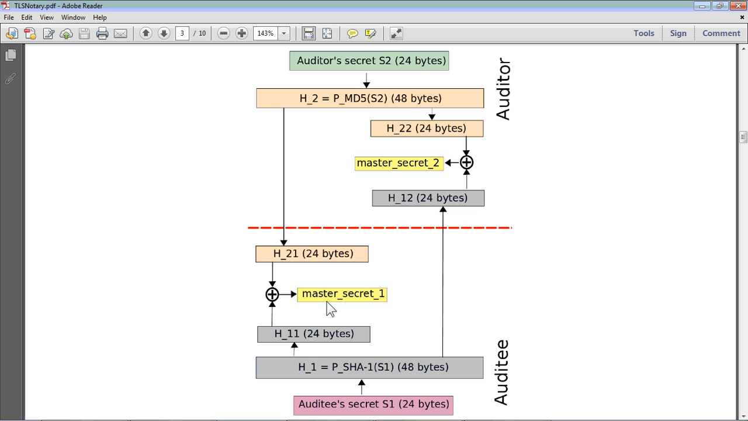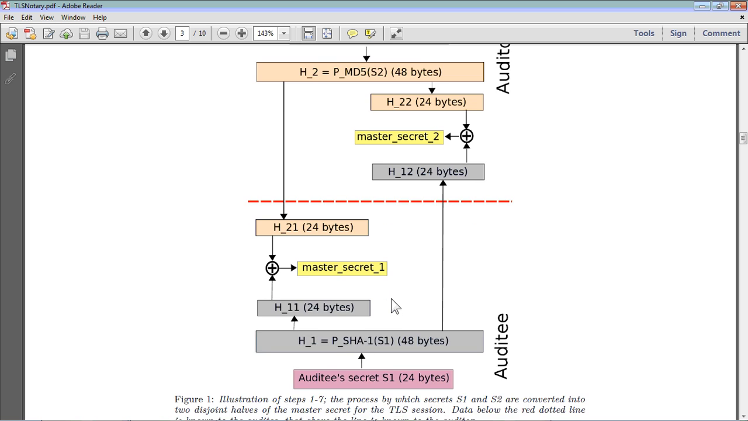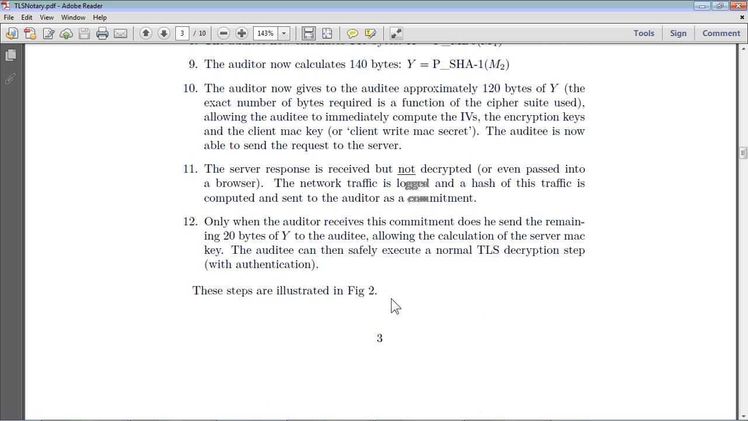So the key point here is that at this stage neither the auditor nor the auditee has the entire master secret. Why that's important is because if you have the entire master secret, as a client usually would in TLS, you are then able to generate all the symmetric encryption keys. Which means if you have all the symmetric encryption keys, you can generate any kind of traffic you want. Traffic from the client, traffic from the server, whatever. We'll get into that in a minute, but let's just complete the thought here.